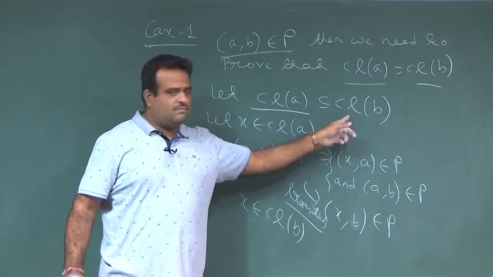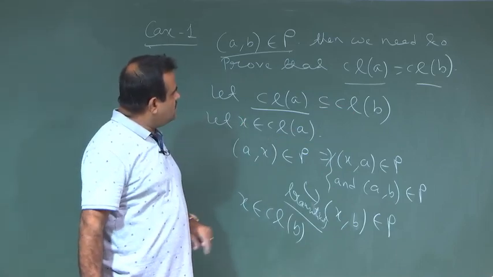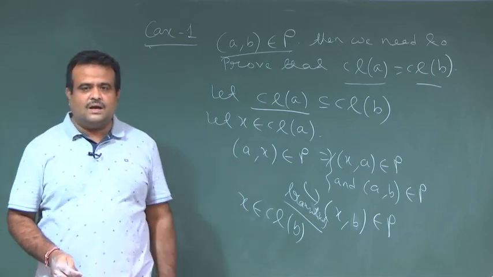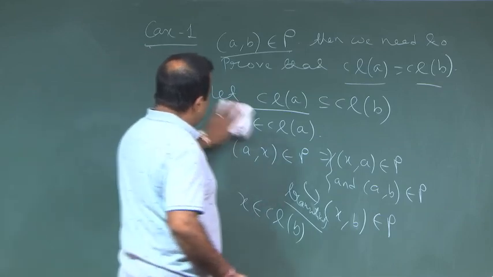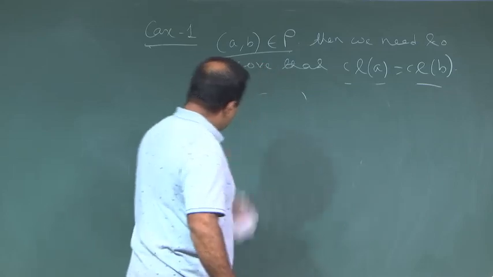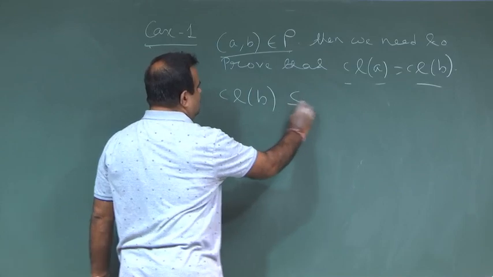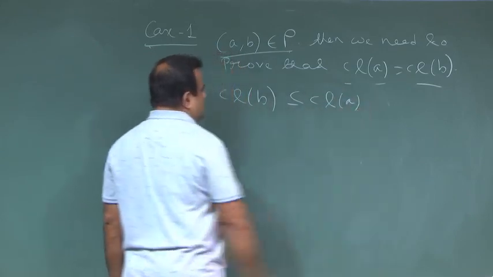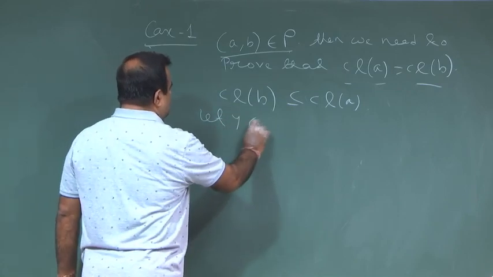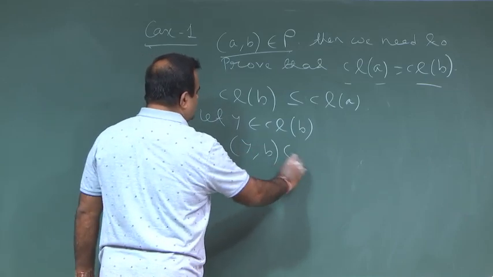We have to take y from here and then we have to show this y belongs to this. So, the other way, let us try to prove that, in a very similar way. So, now we need to show that class of B is a subset of class of A. Now, how to prove that? Let y belongs to class of B. So, that means y and B are related.